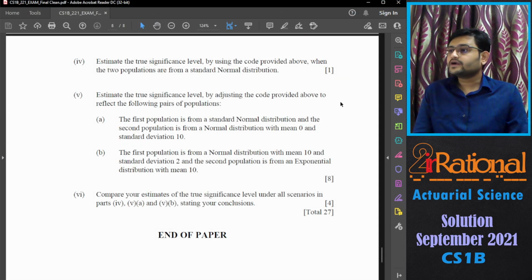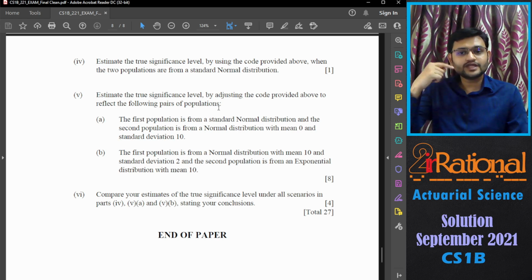For the fourth part, they say estimate the true significance level by using the code provided above when the two populations are from a standard normal distribution. You just have to run the code that they have given us and just give the final answer. That's it. Estimate the true significance level by adjusting the code provided above to reflect the following pairs of the population. Now we have to again use the above code but do some changes.